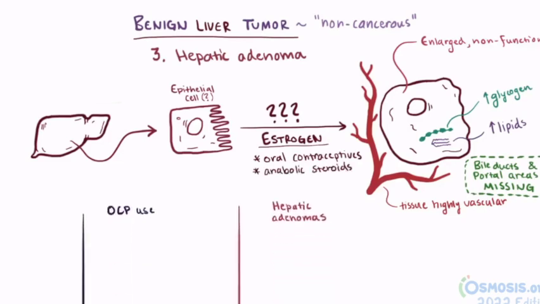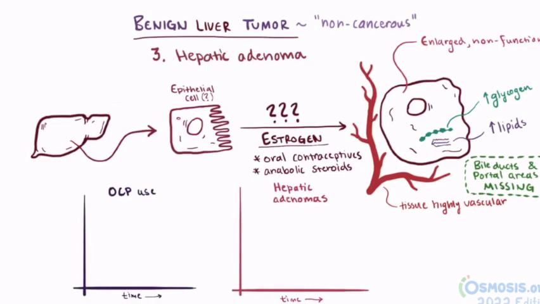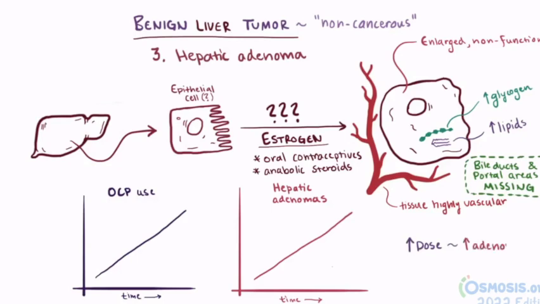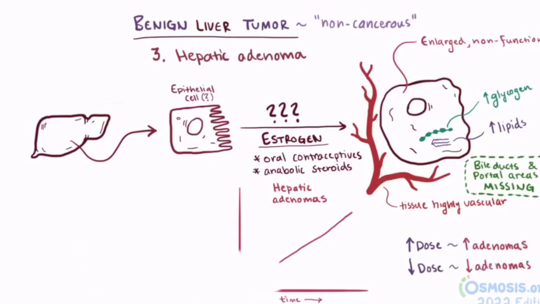Before the introduction of birth control, or oral contraceptives, OCPs for short, hepatic adenomas were rarely reported and have increased along with increasing OCP use over time, and are associated more with higher dosed regimens. And the introduction of lower dose OCPs has resulted in a reduction in cases. That being said, how the estrogen influences the development of hepatic adenomas is unclear.